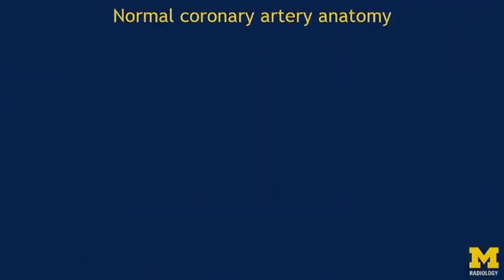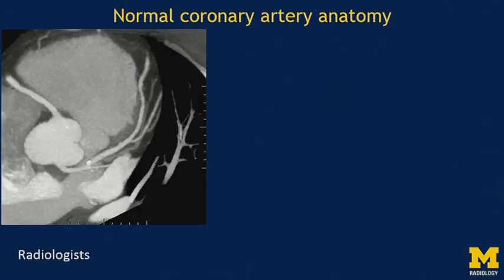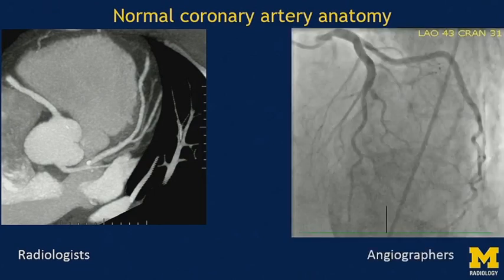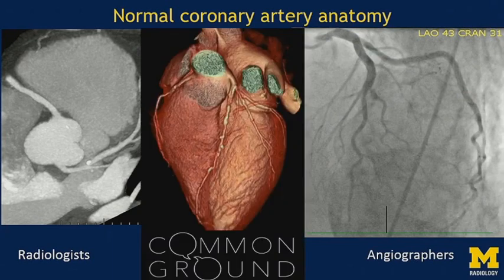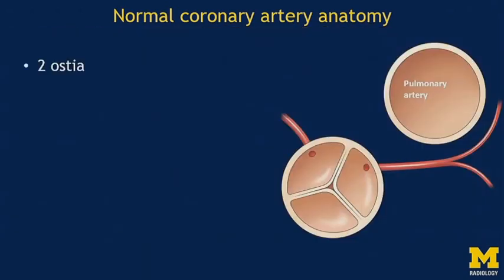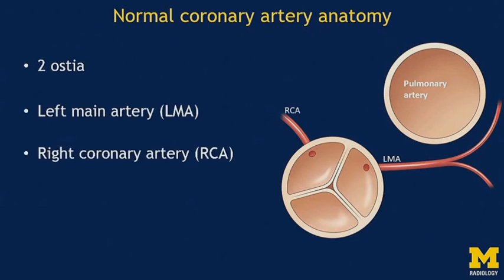Okay, now let's get started. As radiologists, we are very tuned to looking at axial images. The angiographers look at 2D images, and I'm hoping not only to talk about the axial imaging, but also to weave in volume-rendered images and hopefully explain the angiographic projections. So normally there are two ostia, one for the left main artery, the other for the right coronary artery.